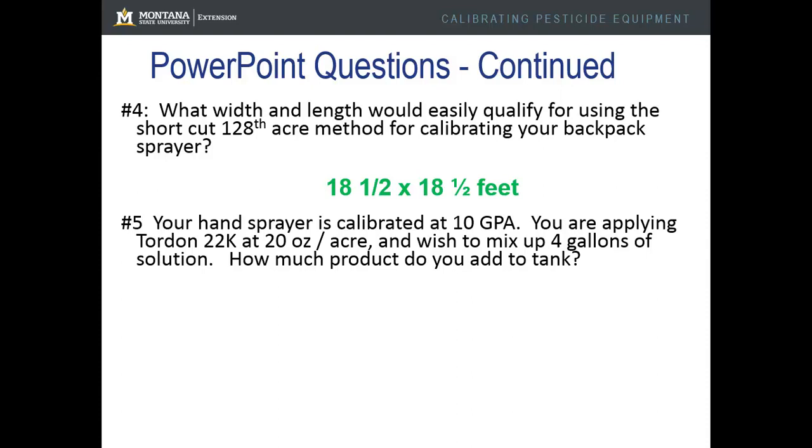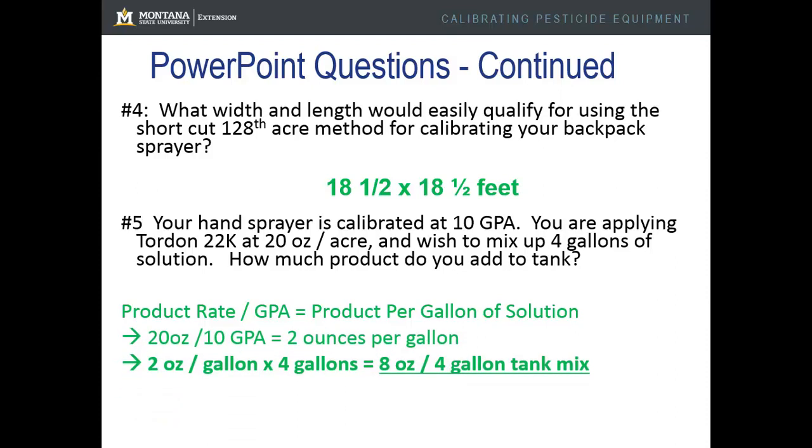Answer: you can take the product rate of 20 ounces per acre and divide by the output of the sprayer, or 10 gallons per acre. This would equal 2 ounces of pesticide product per gallon of solution. You wish to mix 4 gallons of solution, so you must multiply 2 ounces per gallon by 4 to equal a total 8 ounces of pesticide product for this 4-gallon tank mix.